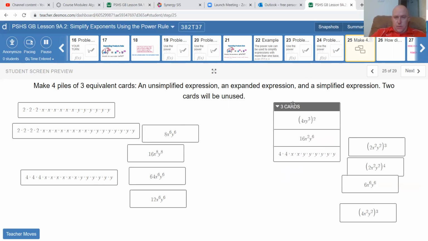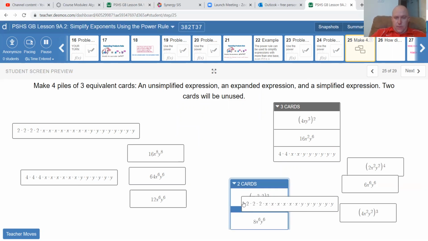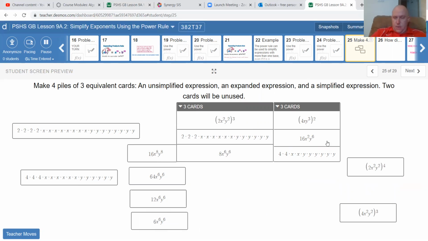Let me pick another one. Oops, that's the same card. Let me go with this one this time. So I know this means I've got to multiply 2 together 3 times. So I can see it's this one here. Multiply the exponents. 2 times 3 is 6, and 2 times 3 is 6. And 2 cubed is 8, meaning that those all go together as well. Not very much room for this exercise. Oops, that one's supposed to go over here.